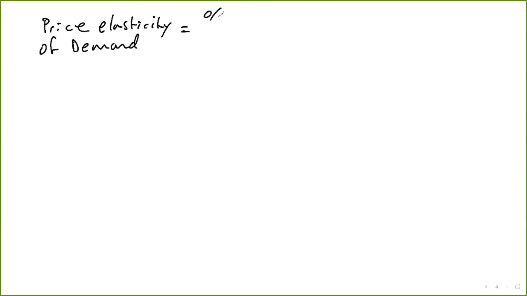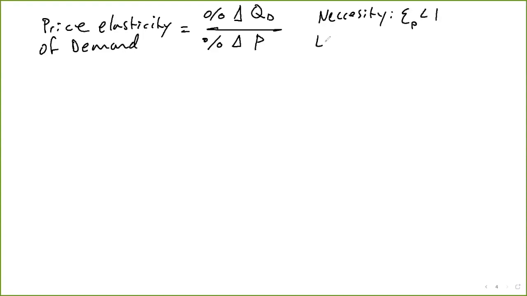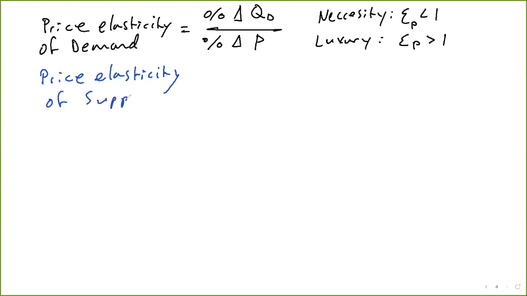So real quickly, I want to run through a quick summary of all our elasticities to make sure we have them straight. So first we have price elasticity of demand, and that's the percentage change in quantity demanded over the percentage change in price. And a general rule is that for necessity items, price elasticity of demand will be less than 1, and it will typically be greater than 1 for luxury items. And then we have price elasticity of supply, which is the exact same formula, except my Q now has a sub S instead of sub D, since it's quantity supplied.